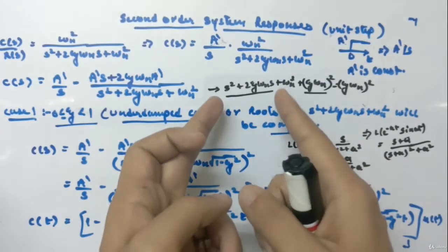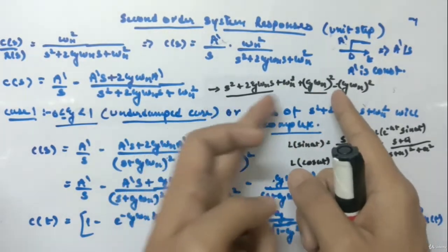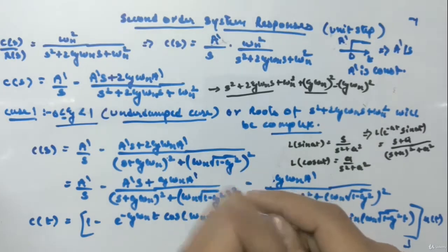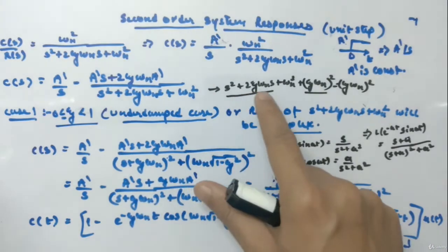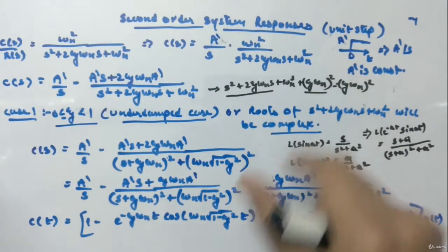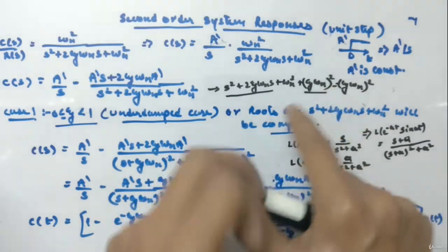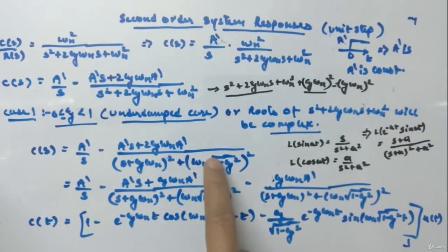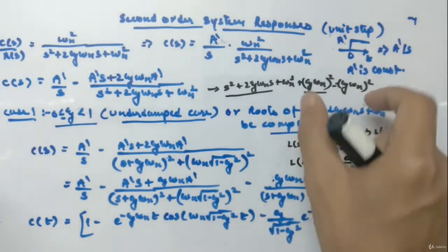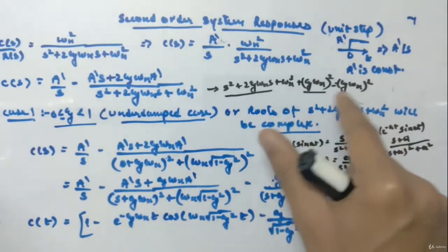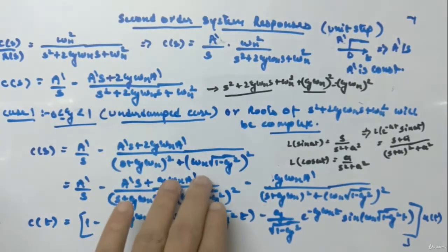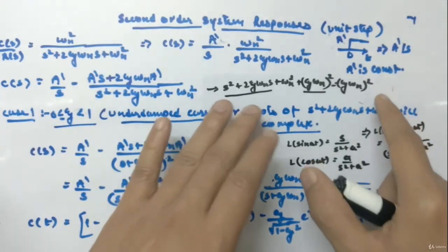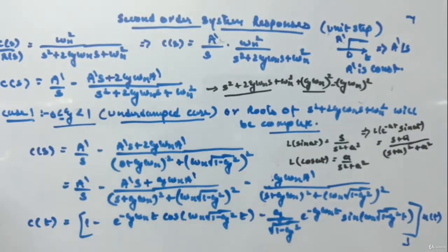Okay, so what you will do, you see this term and this term, you combine them, you will get s plus zeta omega n whole square. That is s square plus 2 zeta omega n s plus zeta omega n whole square. So this is the term, and the remaining term is omega n under root 1 minus zeta square, whole square. So I wrote it in this way, under root 1 minus zeta square omega n whole square. I hope you got it from here to here. It's just making a perfect square. Rest all the terms are as they are.